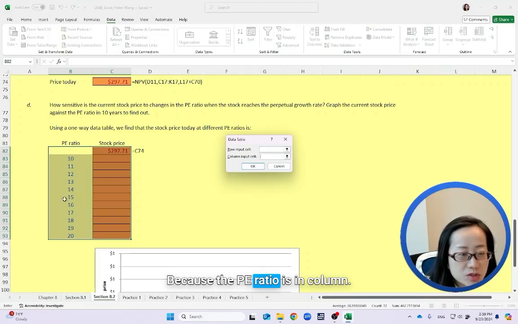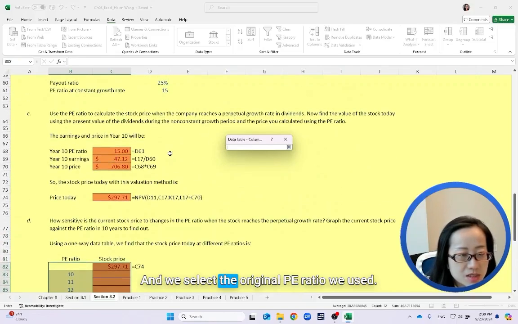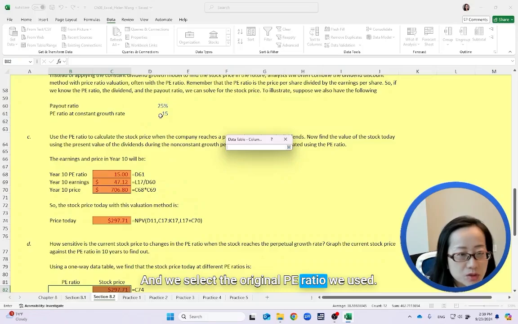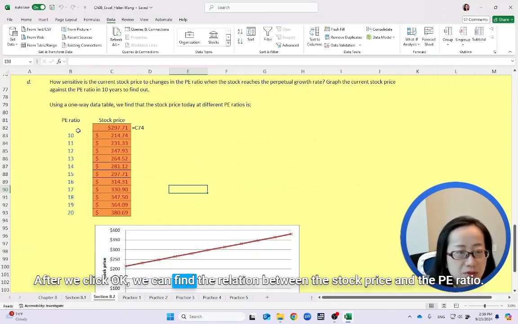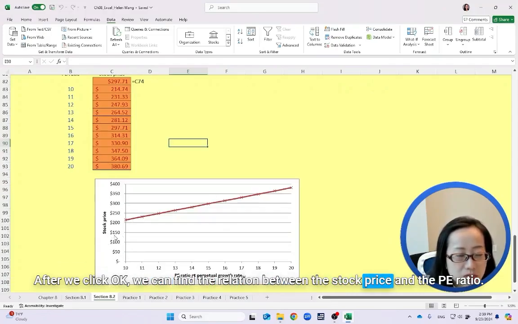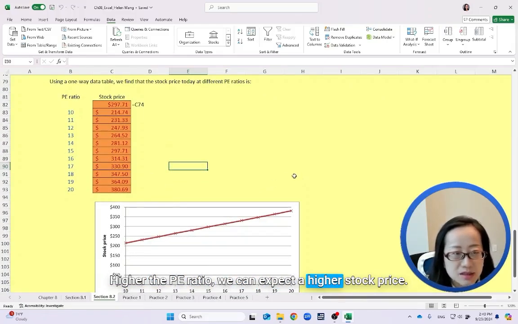Because the PE ratios are in a column, we select the column input cell and we select the original PE ratio we used, D61. After we click OK, we can find the relation between the stock price and the PE ratio. The higher the PE ratio, we can expect a higher stock price.